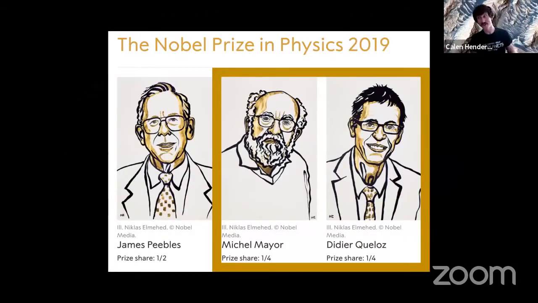Much to Alex Wolszczan, the pulsar planet discoverer's chagrin, late last year the Nobel Prize in Physics was announced, and for the first time, exoplanet science was recognized. Not only was it recognized, but it got half the prize. As the Nobel Committee's rules go, a Nobel Prize cannot be shared by more than 3 people. One of the people who got half the prize is Jim Peebles for his extraordinary contributions in cosmology. The other 2 people who collectively split the other half of the prize are Michel Mayor and Didier Queloz. So they each got a quarter of the prize.